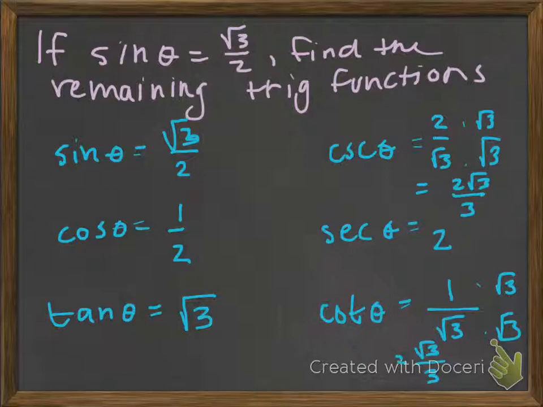So notice using those identities, if you know one value, you can determine the remaining 5. So that is all for today.